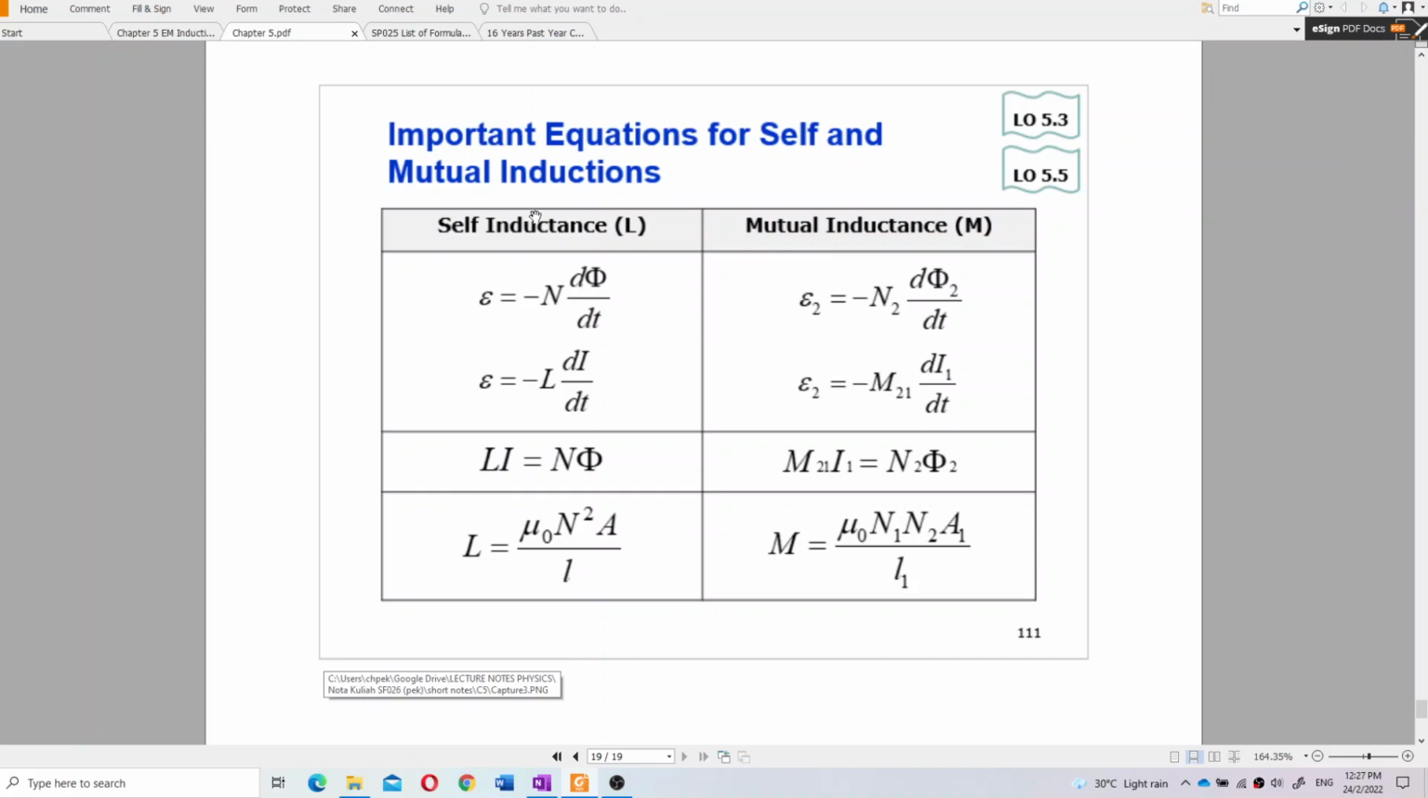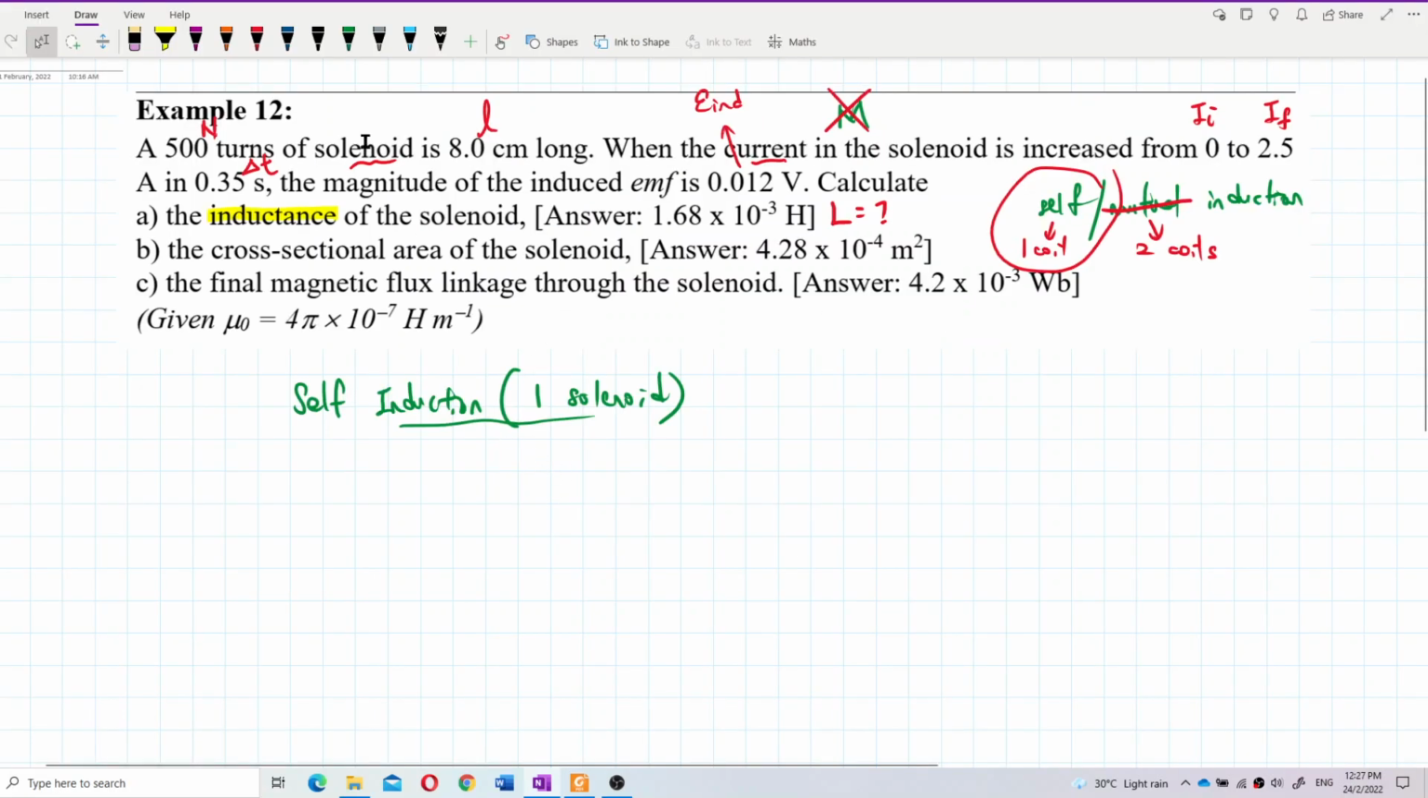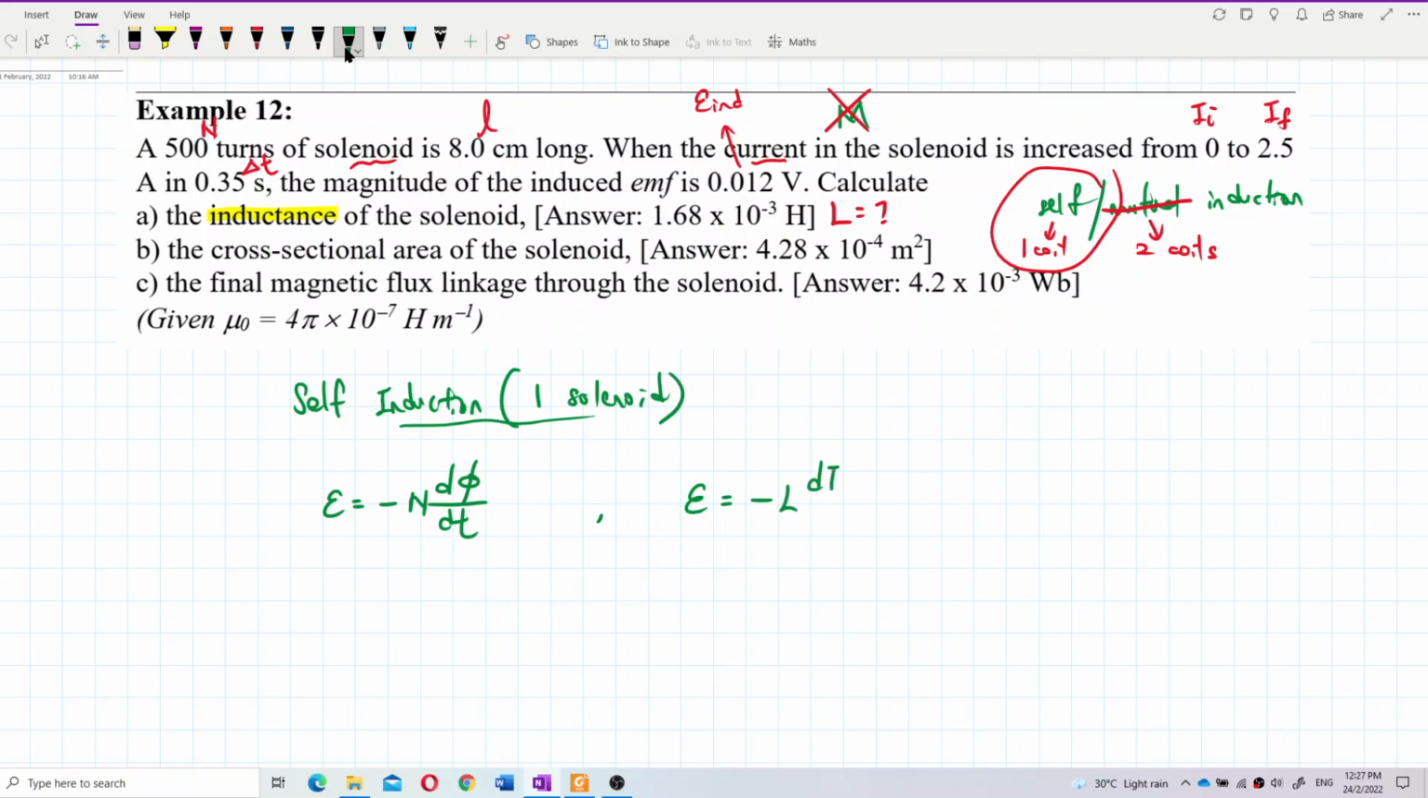Okay, so right now is self-induction, just this formula. Let me write down my formula over here. So for self-induction, I have E equal to negative N dΦ over dt, and then we also have E equal to negative L di over dt. Because both are equal to E, they are equal to each other. So I can say that negative N dΦ over dt equals negative L di over dt.